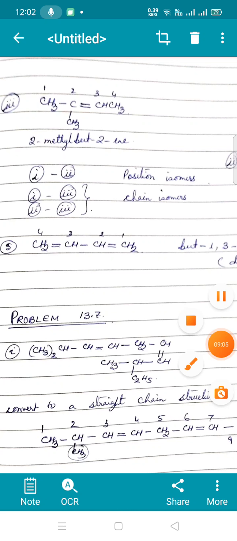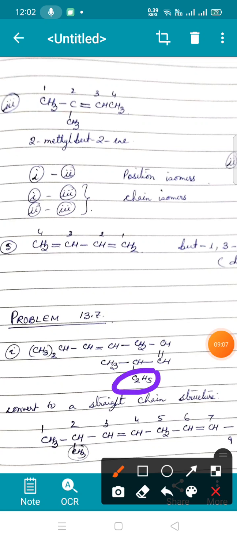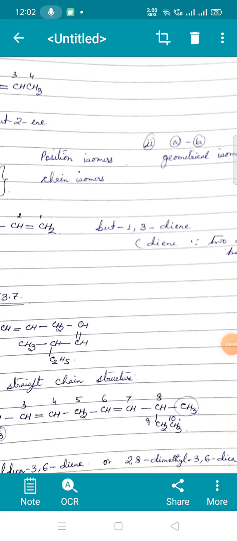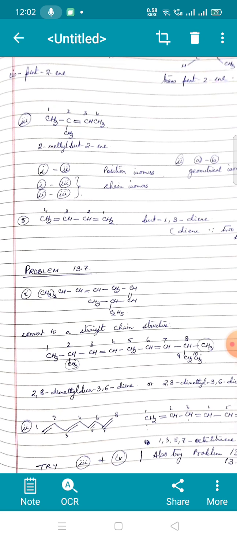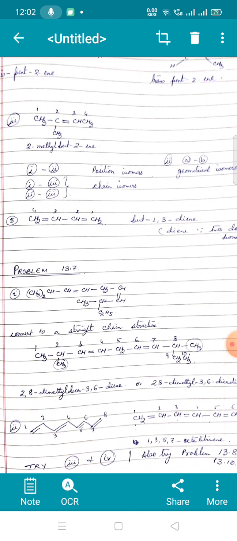And you see here I have C2H5. This C2H5 I am splitting, I am writing as CH2CH3. So I can see here the longest chain. The longest chain has 10 carbons. So when the longest chain has 10 carbons, the word root will be decane. Okay, decene, not decane, decene.